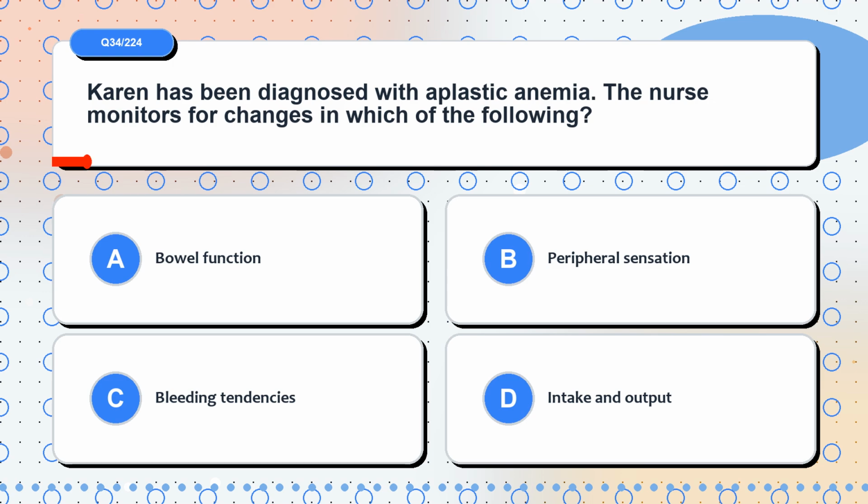Question 34. Karen has been diagnosed with aplastic anemia. The nurse monitors for changes in which of the following? Here are the options. Option A. Bowel function. Option B. Peripheral sensation. Option C. Bleeding tendencies. Option D. Intake and output.